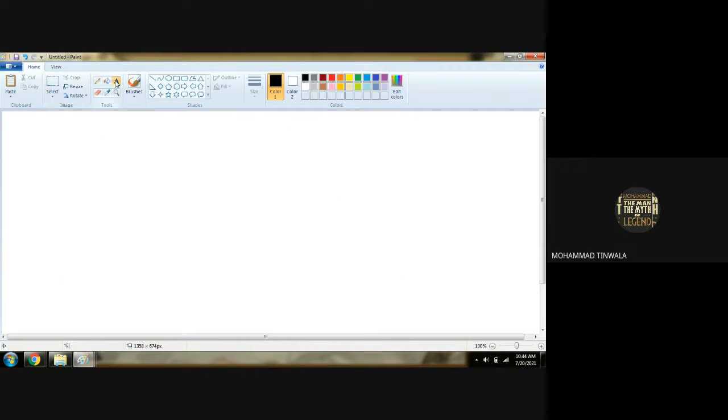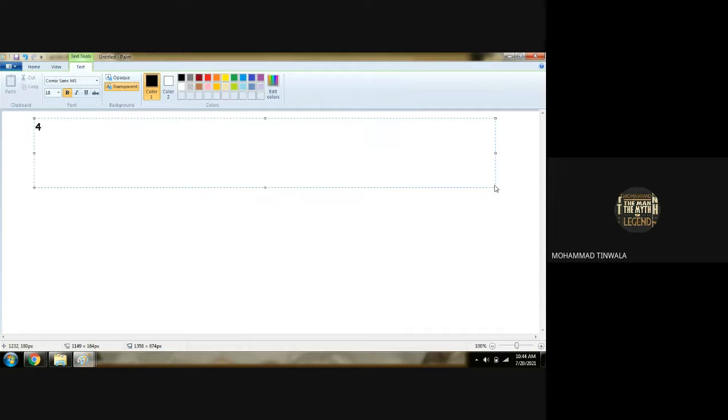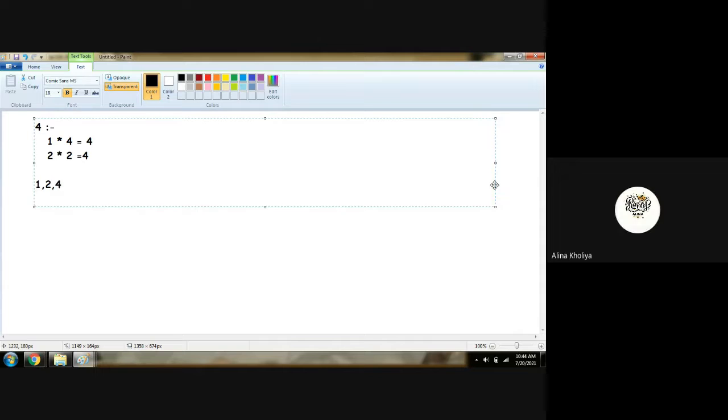So the common factors will be what? 4. 1 4 is 4. 2 2 is 4. So what are the factors of 4? 1, 2 and 4. Any doubt here?